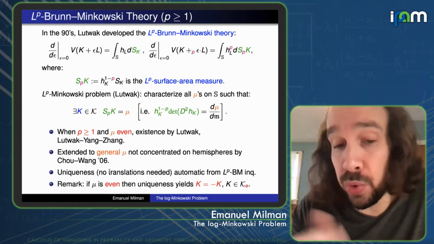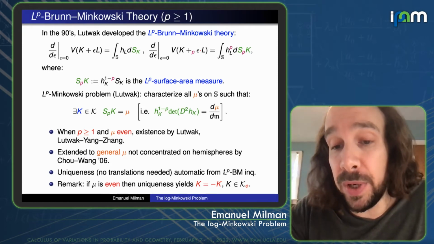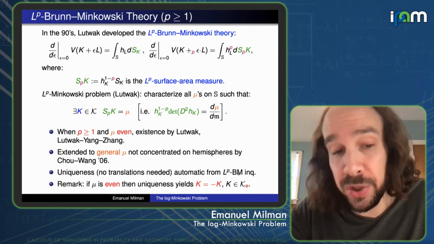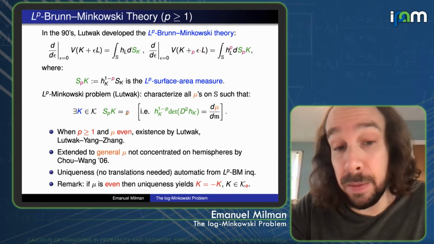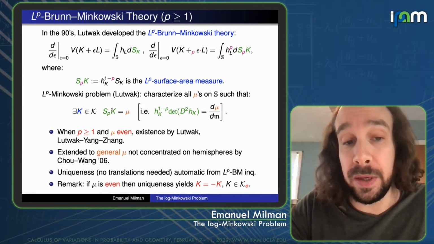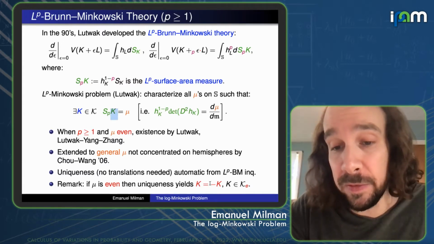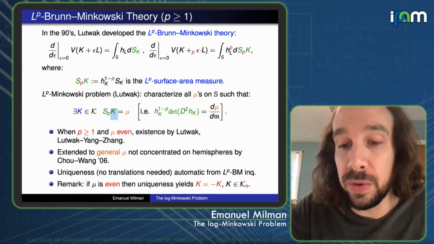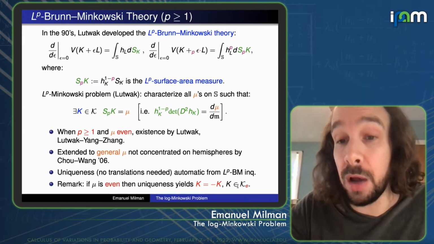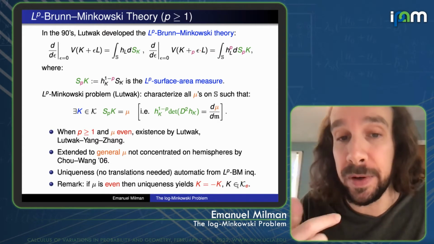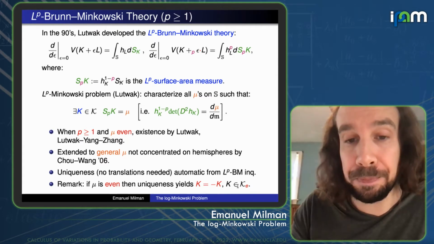Uniqueness, again, now no translations are needed. Again, this is automatic from the equality conditions in Firey's Lp Brunn-Minkowski inequality that we mentioned. And of course, let me just remark that if the measure mu here is even, then uniqueness automatically will tell you that the resulting convex body, the unique convex body, will itself be origin symmetric, will also be even. So let me use this opportunity to denote the class K_e, which is the class of origin symmetric convex bodies. Okay, so this e just stands for even. Anytime you see an e, something is even, something is origin symmetric.